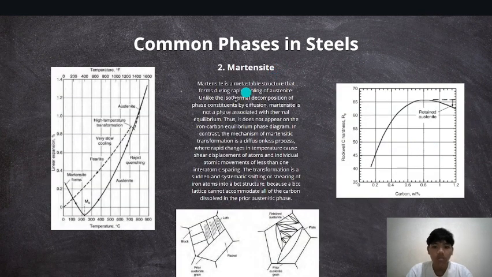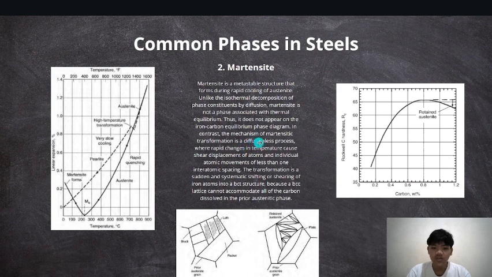2. Martensite. Martensite is a metastable structure that forms during rapid cooling of austenite. Unlike the isothermal decomposition of phase constituents by diffusion, martensite is not a phase associated with thermal equilibrium. Thus, it does not appear on the iron-carbon equilibrium phase diagram.